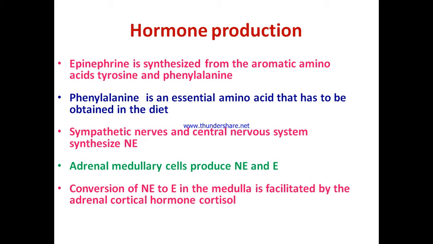Sympathetic nerves and the central nervous system synthesize norepinephrine. Adrenal medullary cells produce norepinephrine and epinephrine. So these are some examples of hormone production and their sites. Norepinephrine can be converted into epinephrine in the medulla, and this is facilitated by the adrenal cortical hormone cortisol. So this is another example of a hormone controlling the synthesis of another hormone. Cortisol is controlling the synthesis of epinephrine.